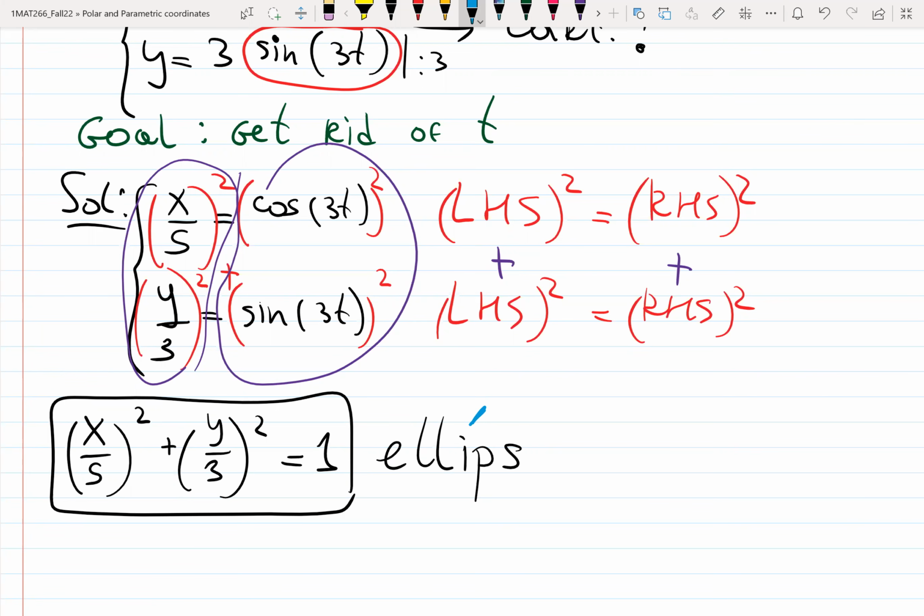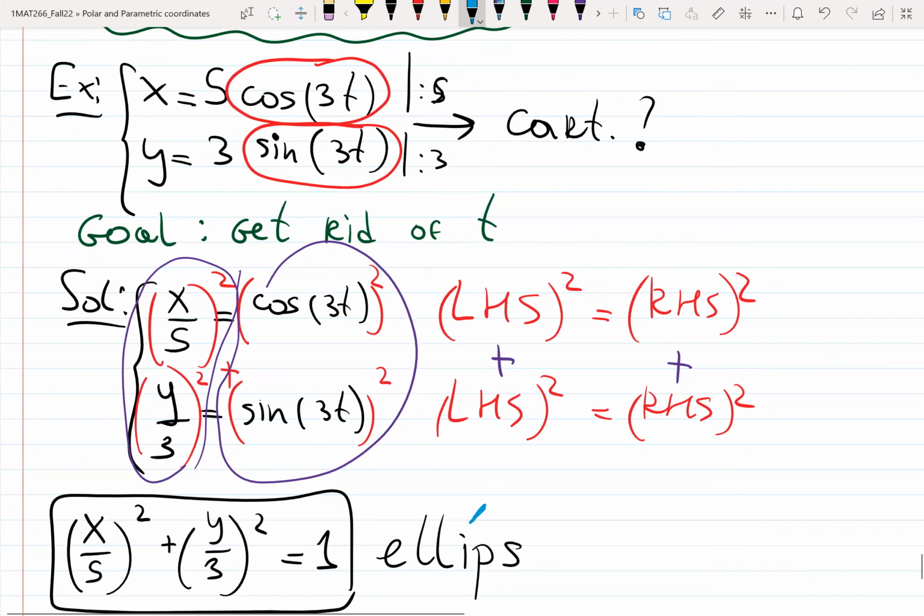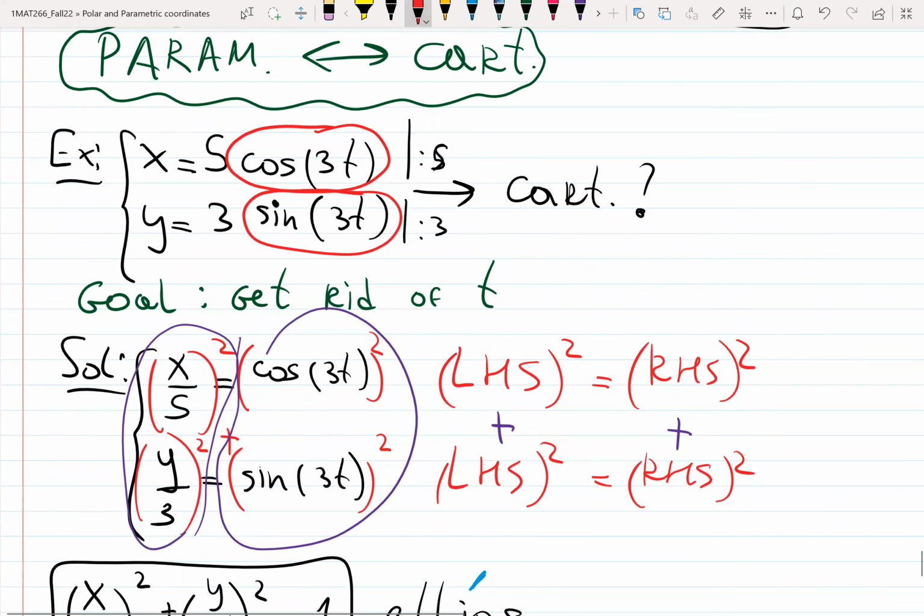So get rid of the parameter. Isolate the trig function. That's like the most important step, to be honest. The first step helps you a lot. Isolate the trigonometric function. Hint.